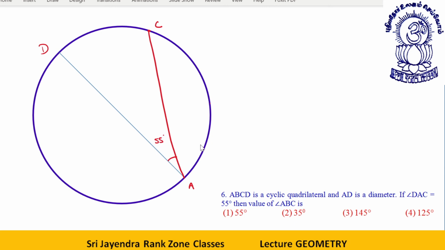Then the value of angle ABC is, you have to tell this angle. Okay. Suppose this is ABC. Now let me complete the cyclic quadrilateral. It appears to be a figure like this. Fine, you have to tell this angle.